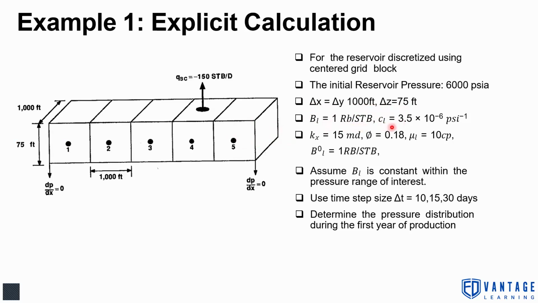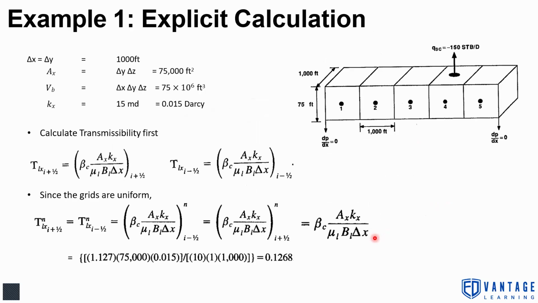Compressibility of that liquid, which is oil, is 3.5 times 10 power minus 6 psi inverse. Kx, the x direction permeability, is 15 millidarcy. Porosity is 0.18, viscosity of oil is 10 centipoise, and Bo at initial condition is also 1. So we use time step size delta t of 10 days. For simplicity, we only want to look at 10 days now in this webinar. So we want to determine the pressure distribution during the first year of production.